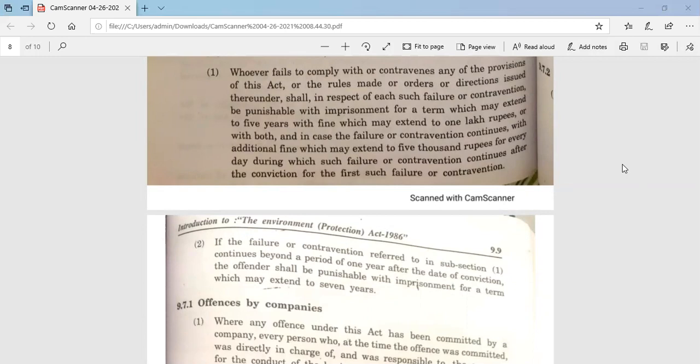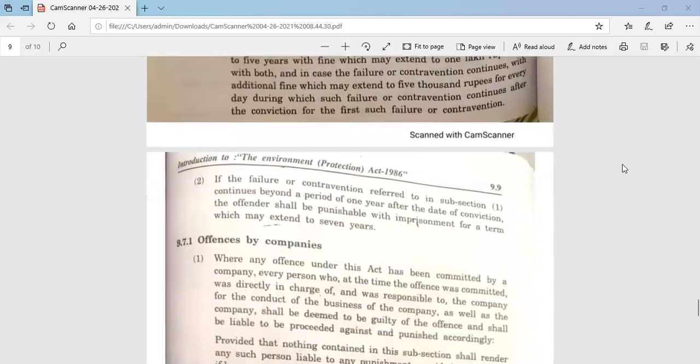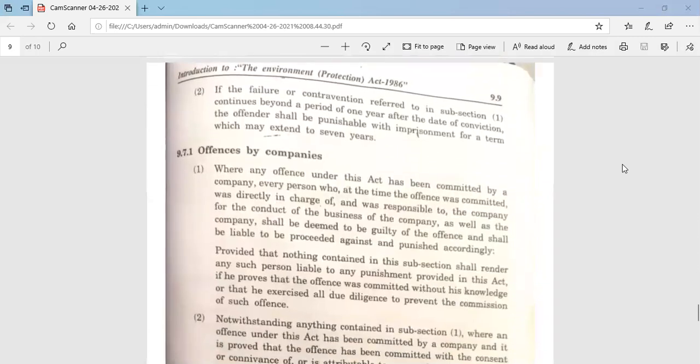or with both. In case the failure or contravention continues, with an additional fine which may extend to 5,000 rupees for every day during which such failure or contravention continues after the conviction for the first such failure. So if the failure referred to in subsection 1 continues beyond a period of 1 year after the date of conviction, the offender shall be punishable with imprisonment for a term which may extend to 7 years.